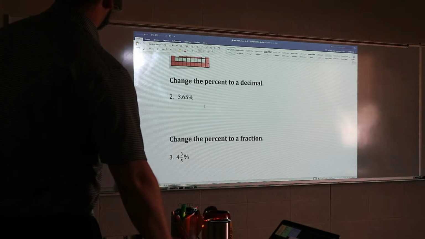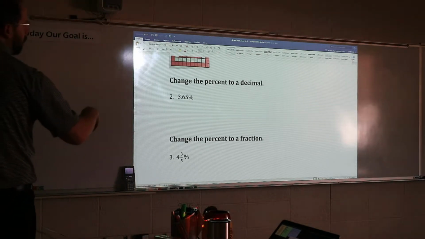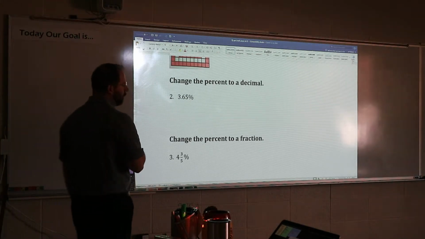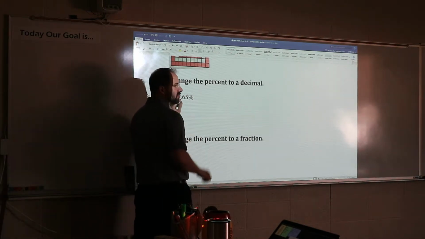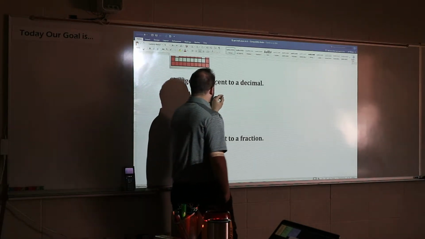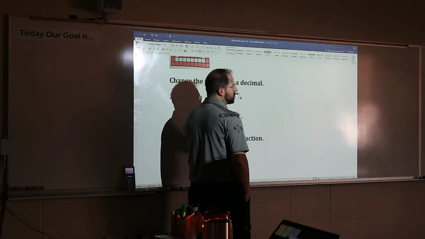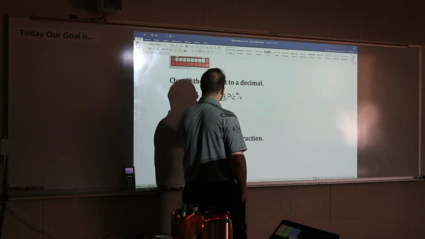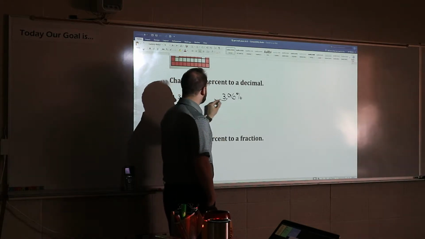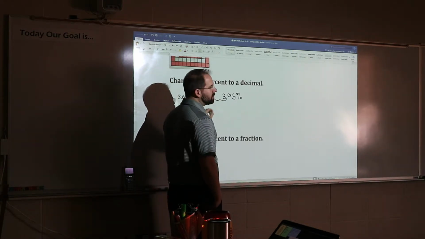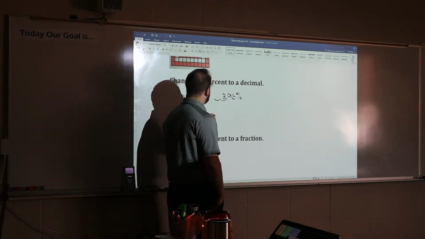Alright. Number 2. I give you a percent here. What you have to do is tell me the decimal for it. So if you have a percent, here's the trick. If you want to change it to a decimal, you go back 2 spots. So what is this number if I move the decimal back 2 spots? Can somebody tell me what it is?